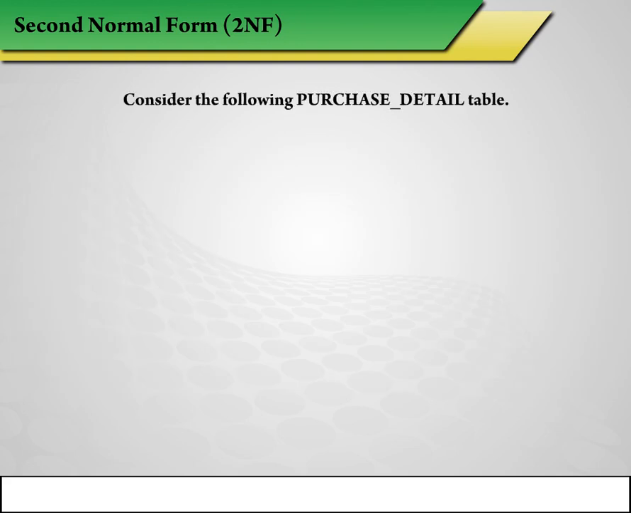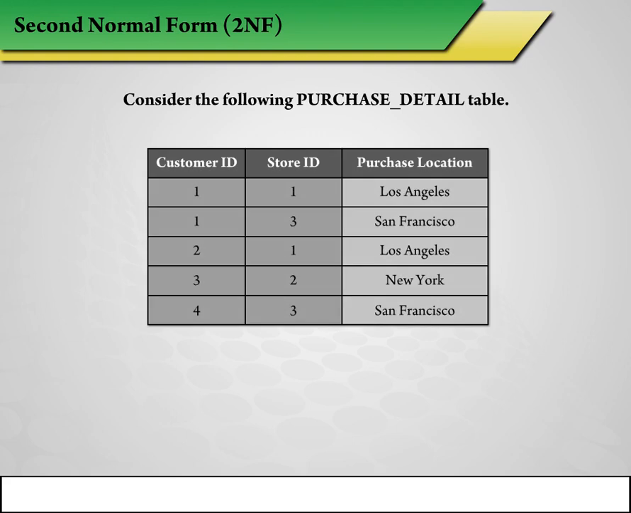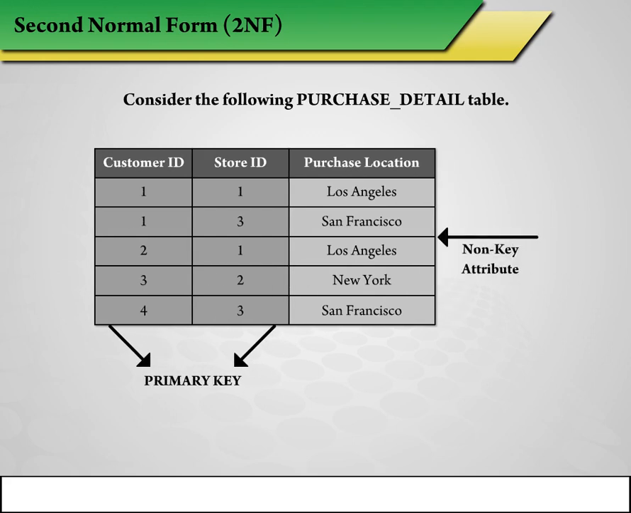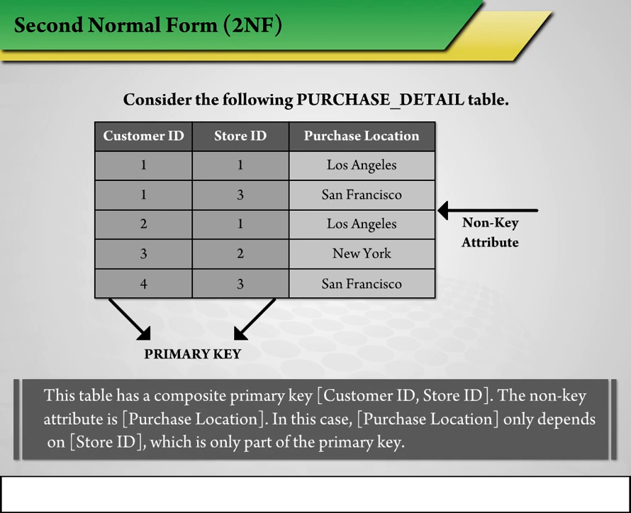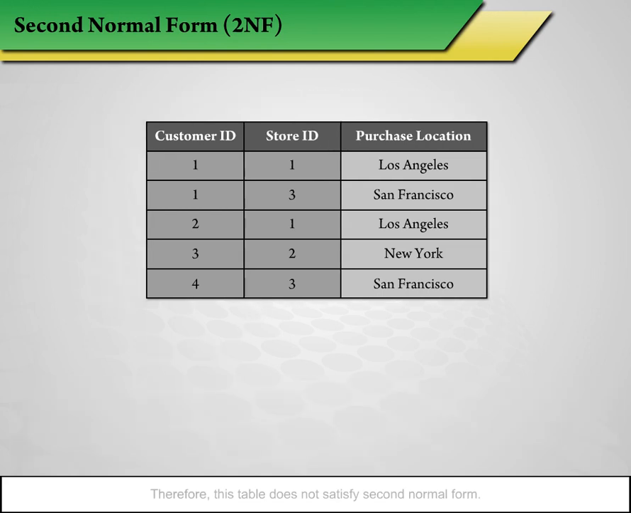Consider the following purchase detail table. Primary key. Non-key attribute. This table has a composite primary key, customer ID, store ID. The non-key attribute is purchase location. In this case, purchase location only depends on store ID, which is only part of the primary key. Therefore, this table does not satisfy second normal form.